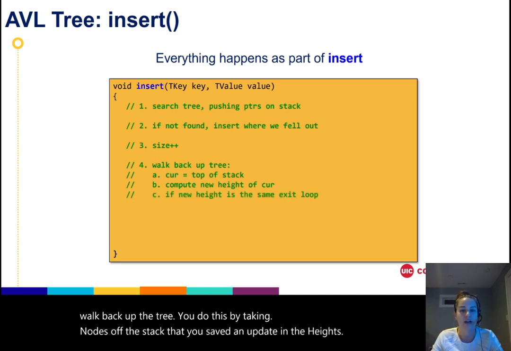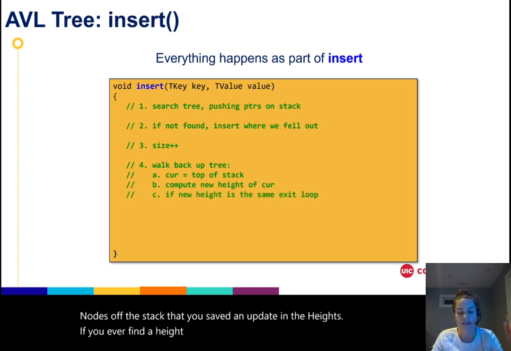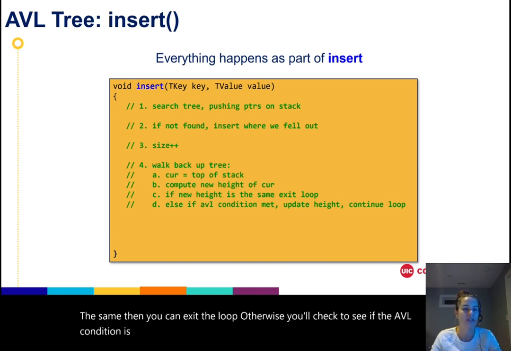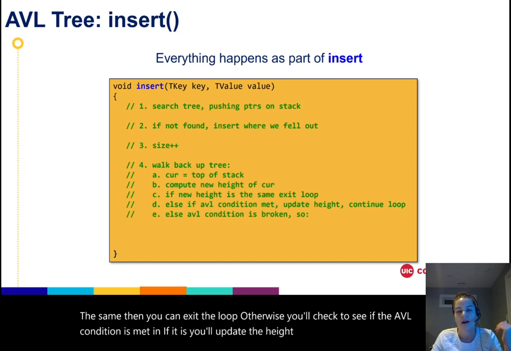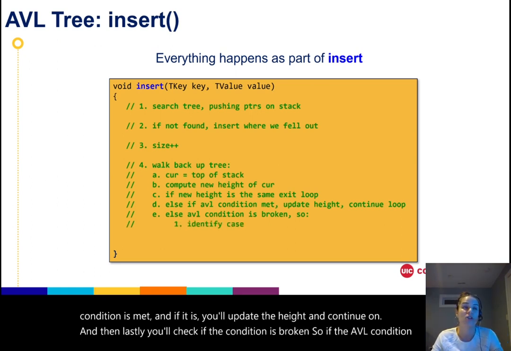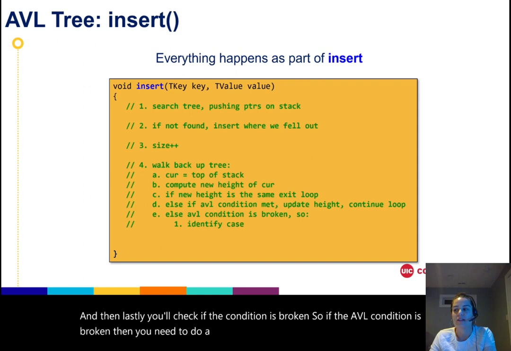If you ever find a height that is the same, then you can exit the loop. Otherwise, you'll check to see if the AVL condition is met, and if it is, you'll update the height and continue on. And then lastly, you'll check if the condition is broken. If the AVL condition is broken, then you need to do a rotation. And this is the part that we're going to be talking about in this video.